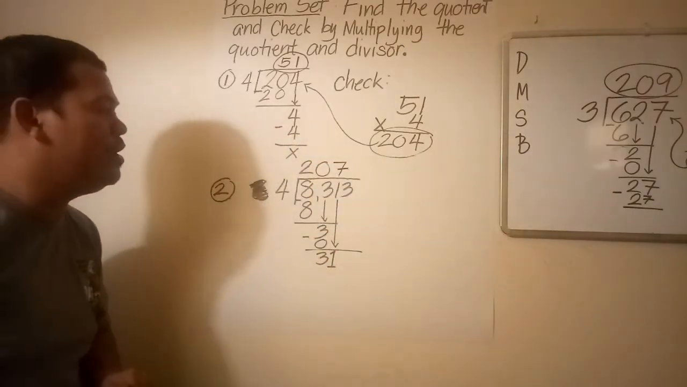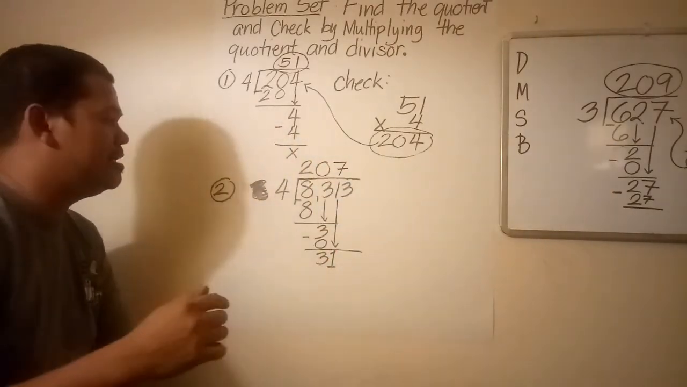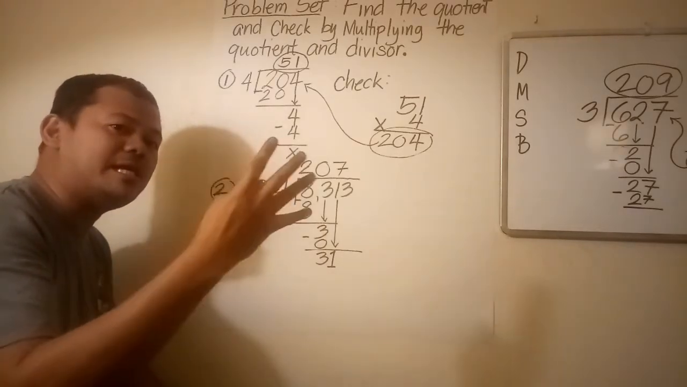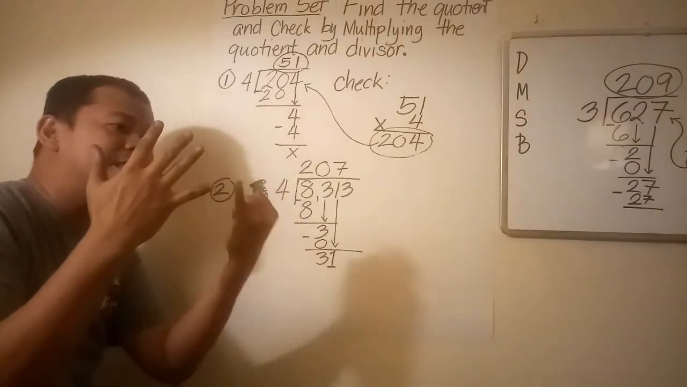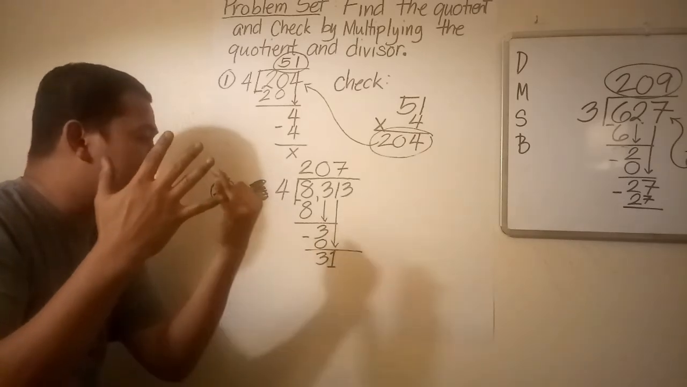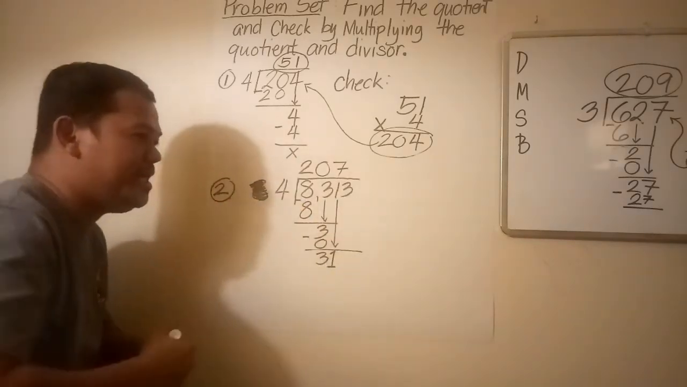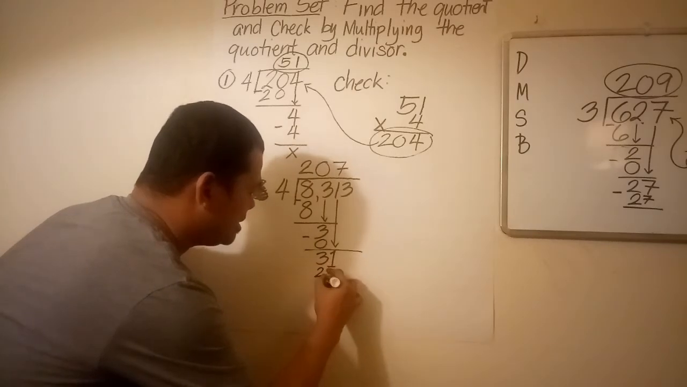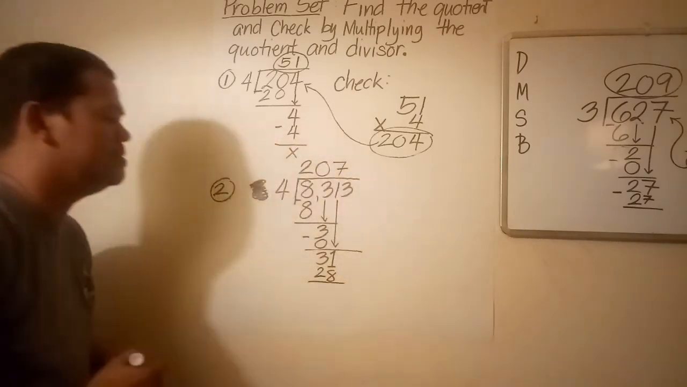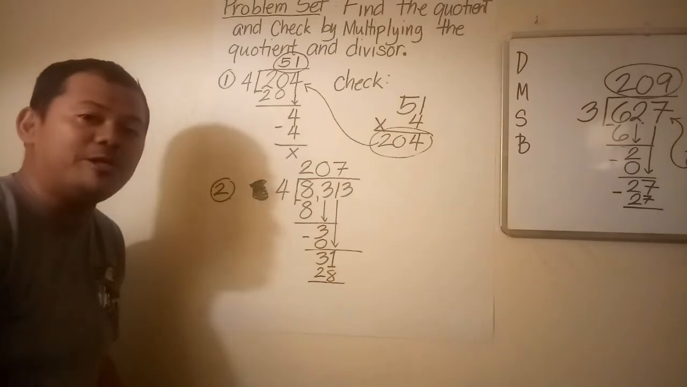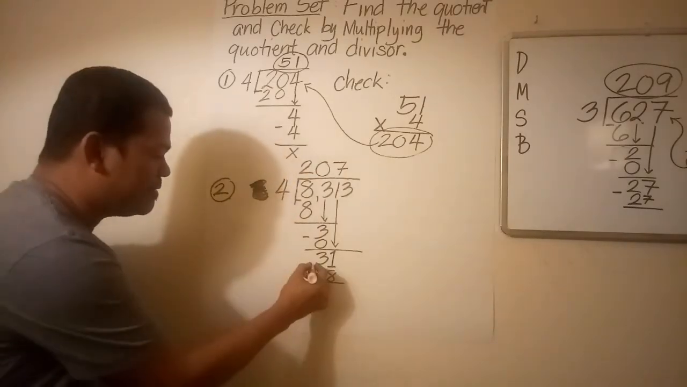There you go. So 4 times 7 is how much? Let's count again by 4: 4, 8, 12, 16, 20, 24, 28. 4 times 7 is equal to 28. Right here, 28. Now, after we multiply 4 times 7, we are going to subtract. So right here, subtract.